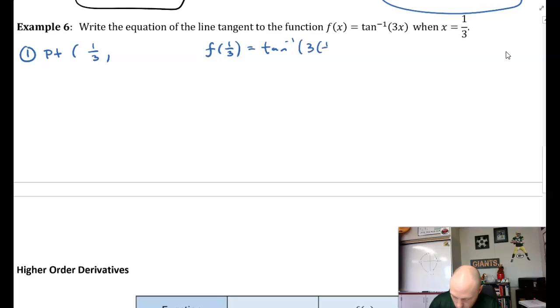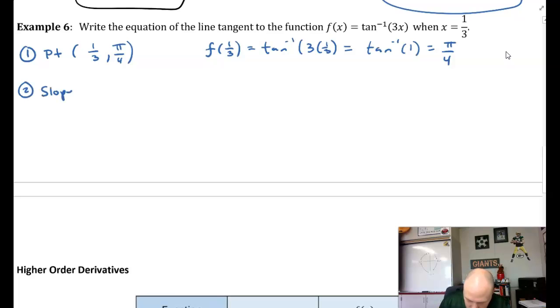3 times 1/3, that's just 1. So tan inverse of 1, and that's going to be pi over 4. Okay, so that is my y value, pi fourths. Awesome. I have my point. Not bad. Step 2. What's my slope? What's my slope at the point?